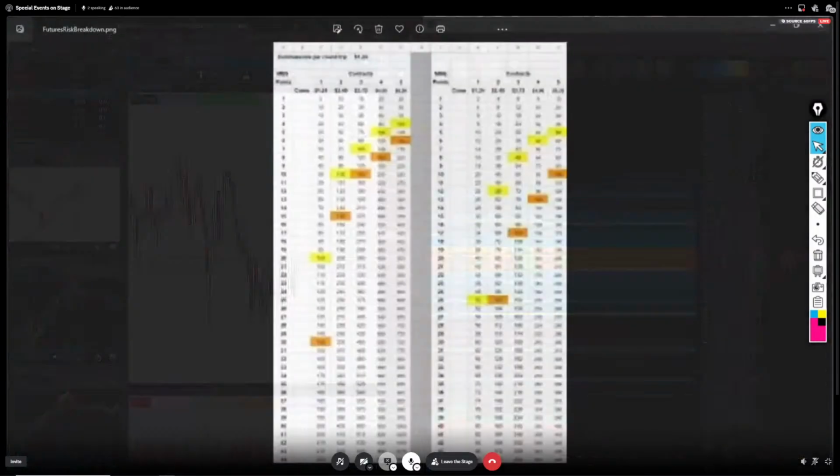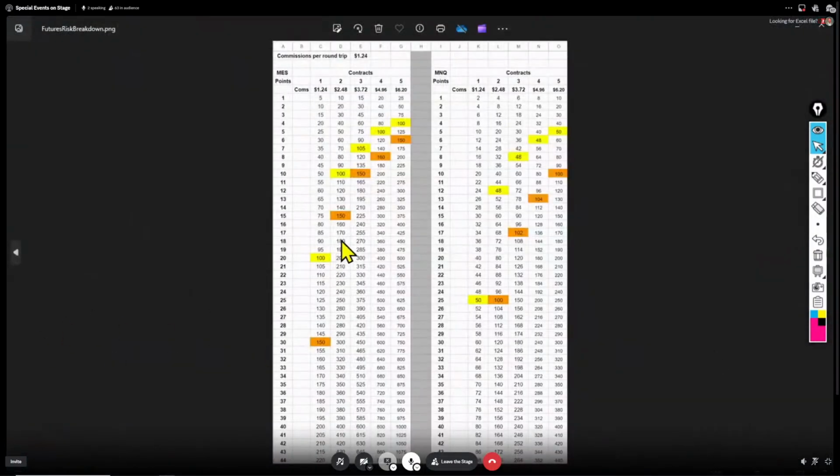Right here, you can see an NQ and an ES breakdown. Notice that ES is $5 per contract when it moves, right? So if you take one contract, for each point you're risking $5. For NQ, for each point you're only risking $2. So NQ is actually cheaper, or MNQ.